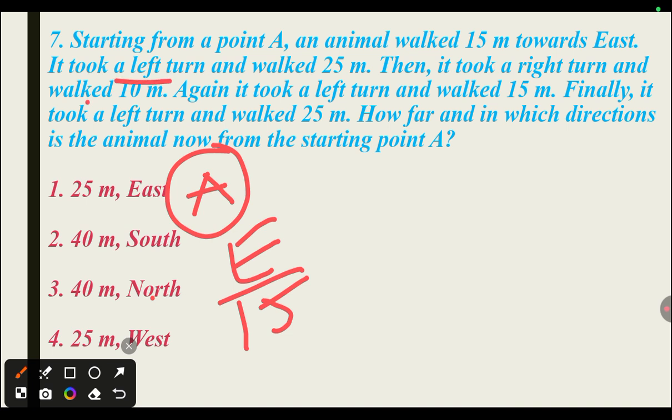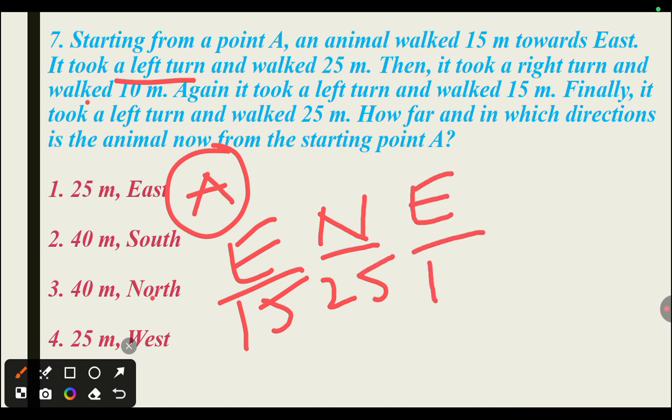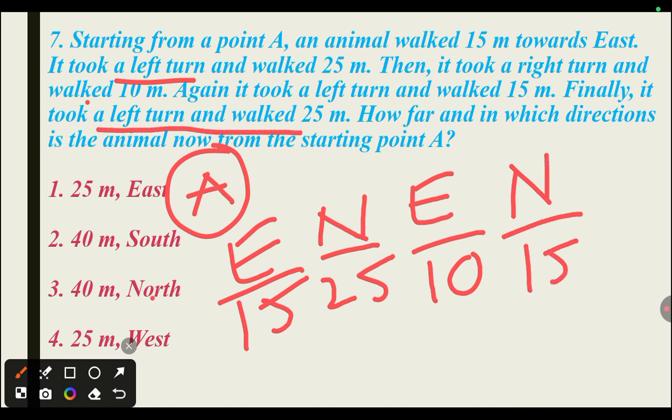Next, it took a left turn. Left turn means east left turn is what? North. Okay, and north 25 meters. Then it took a right turn. North the right side is always east, and it walked 10 meters. Again it took a left turn. So east left turn, what do we get? We get north again. It has walked 15 meters. Finally it took a left turn and walked 25 meters. North left is always west. Now this is my final point.